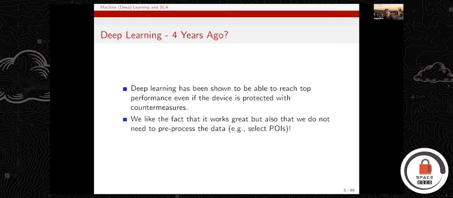Now, why do we like deep learning for side channel analysis? Well, first reason is it allows us to reach top performance even if device is protected with countermeasures. Second part that we really like is that, well, often we do not need to pre-process the data. Again, remember what Lejla was saying, template attack, how do you select features? If you have too many features, complexity of template attack is too high, then you can get instability of covariance matrices and so on and so on.